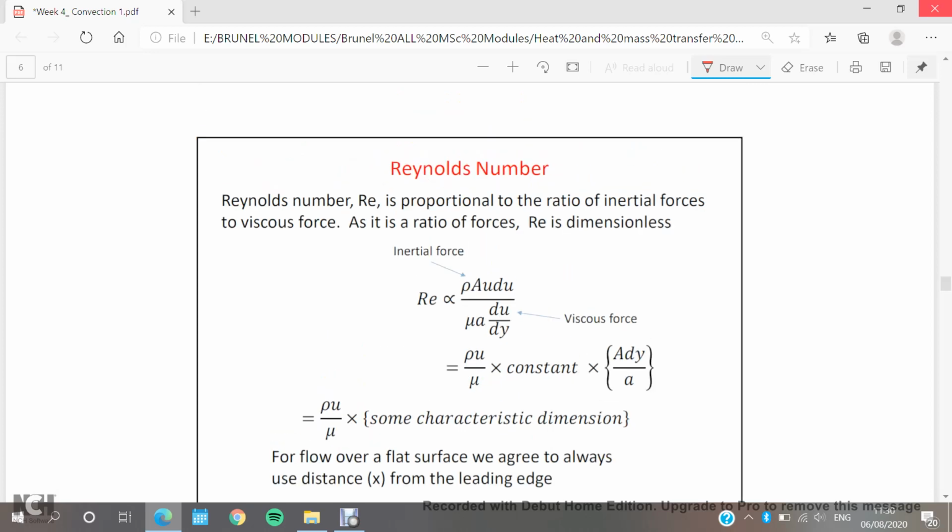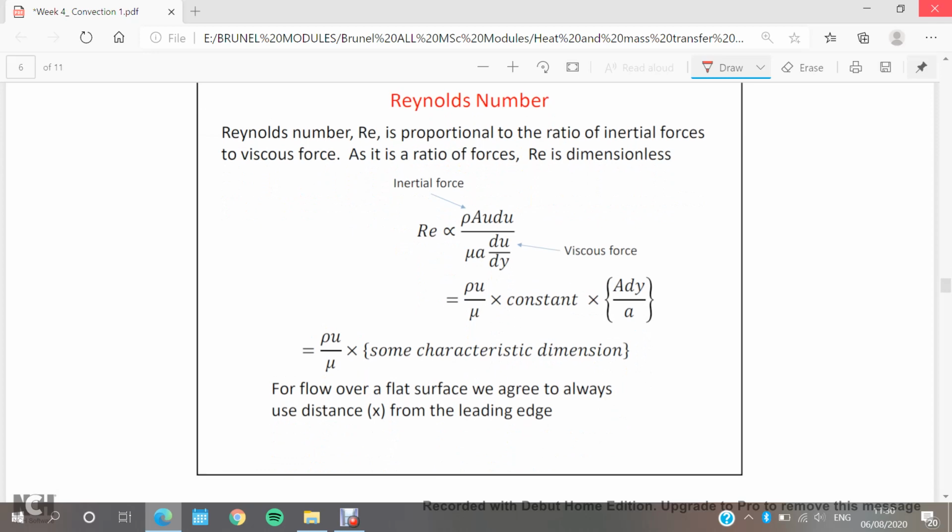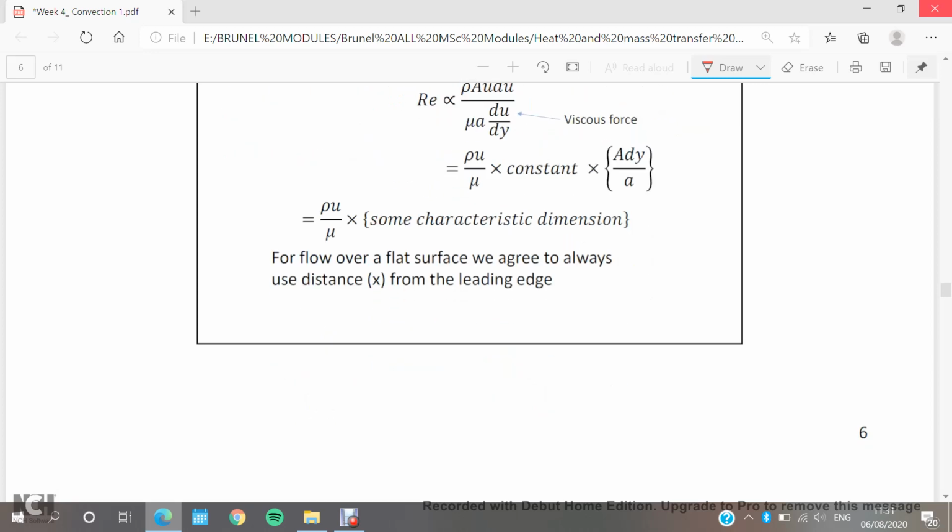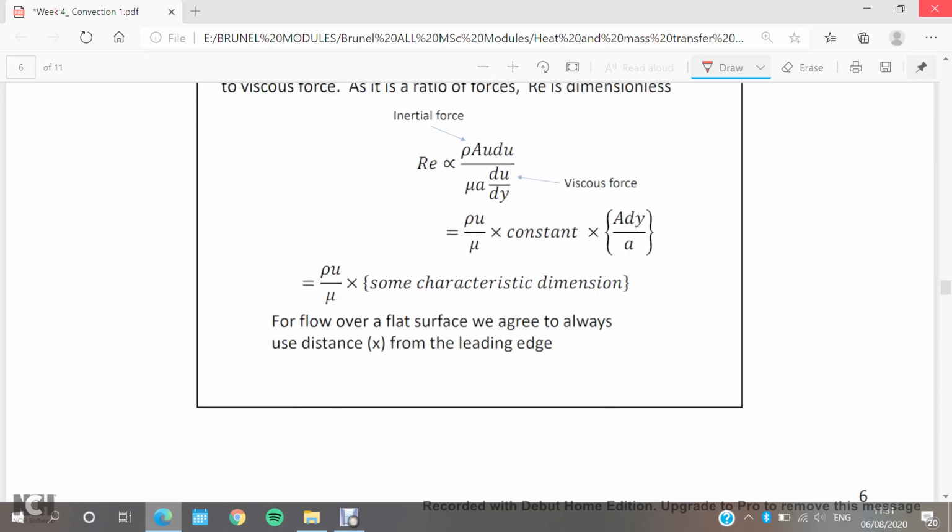Great, so Reynolds number can give us an idea if the flow is laminar or turbulent. In real life, if you want to find out if the flow is laminar or turbulent, you have to calculate the Reynolds number. What is the Reynolds number? It is the ratio between the inertia and the viscous force, and we can get it from this equation. We said that the inertia force is rho A u du divided by the viscous force, which is mu times the cross-section area divided by the velocity gradient in the y direction, as we said.